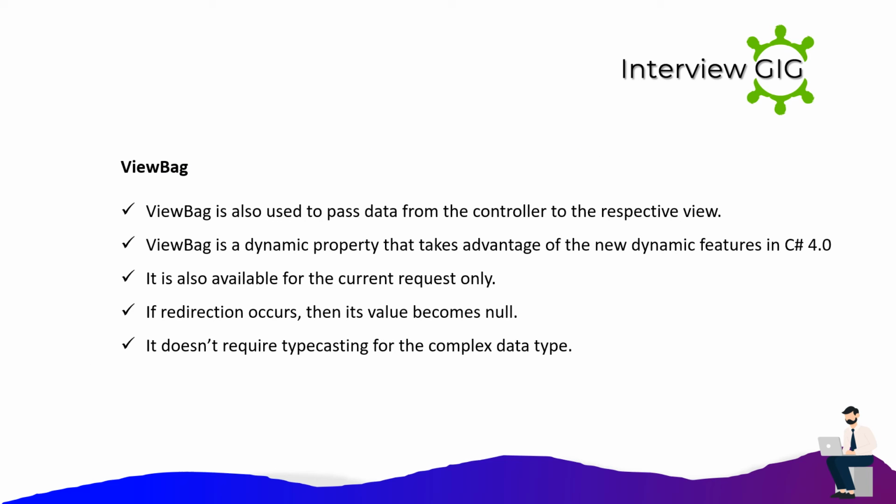ViewBag. ViewBag is also used to pass data from the controller to the respective view. ViewBag is a dynamic property that takes advantage of the new dynamic features in C# 4.0. It is also available for the current request only. If redirection occurs, then its value becomes null. It doesn't require typecasting for the complex data type.